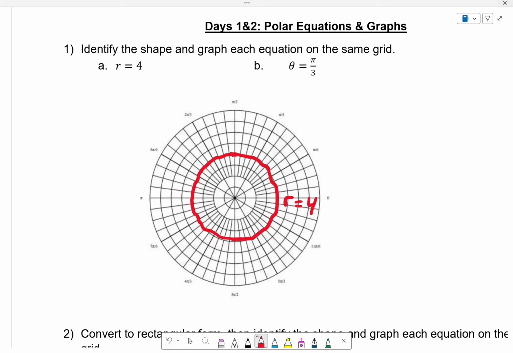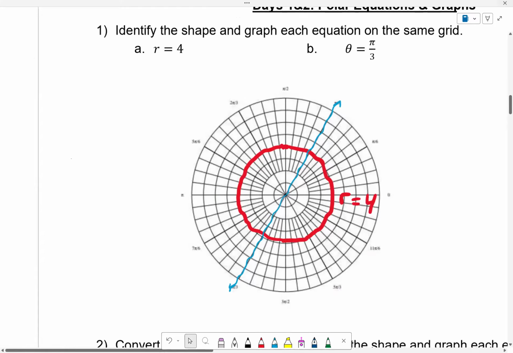Our next equation is theta equals pi over 3, which is just all points that have theta equals pi over 3. Do you see where that would be? It's a line. Specifically the line along pi over 3, all the points along that line. So we'll go up that way. Just positive? Yeah, exactly. These negative r values, we can't leave them out. That'd be sad. We're not going to do that. This is an inclusive class. Okay, so there we go. Our two first polar equations.